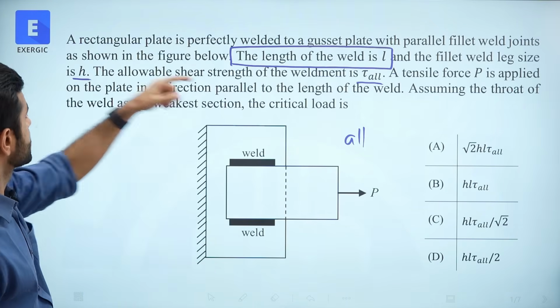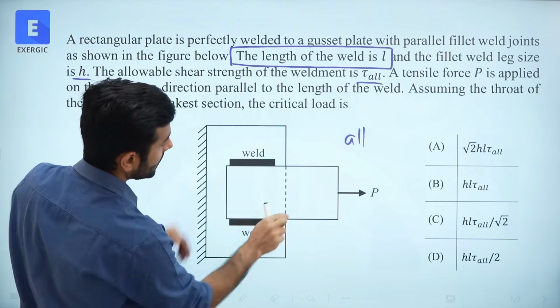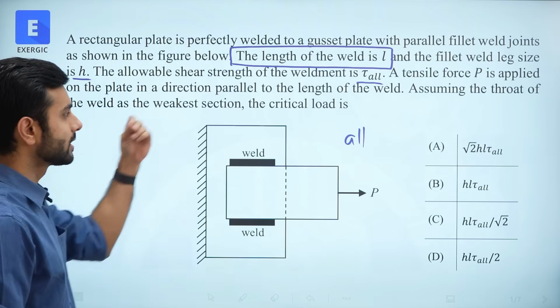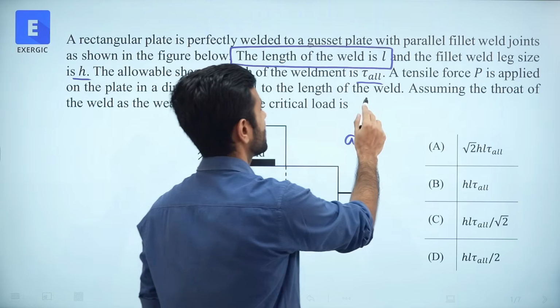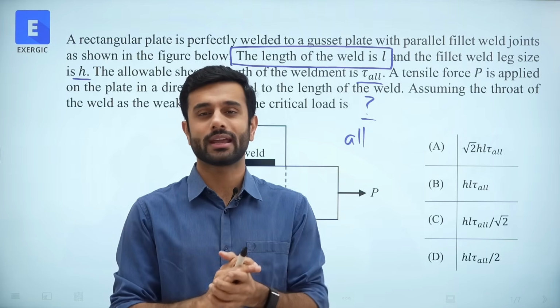A tensile force P is applied on the plate in a direction parallel to the length of the weld. So these are the length of the weld, and in this direction only P load is acting. Assuming the throat of the weld as the weakest section, what is the critical load? So the question itself is not difficult or very conceptual or tricky, nothing like that.